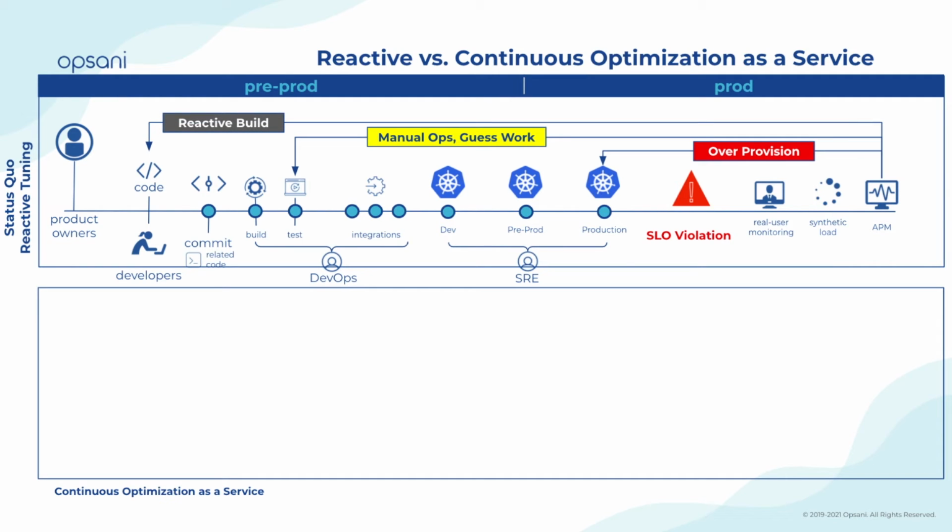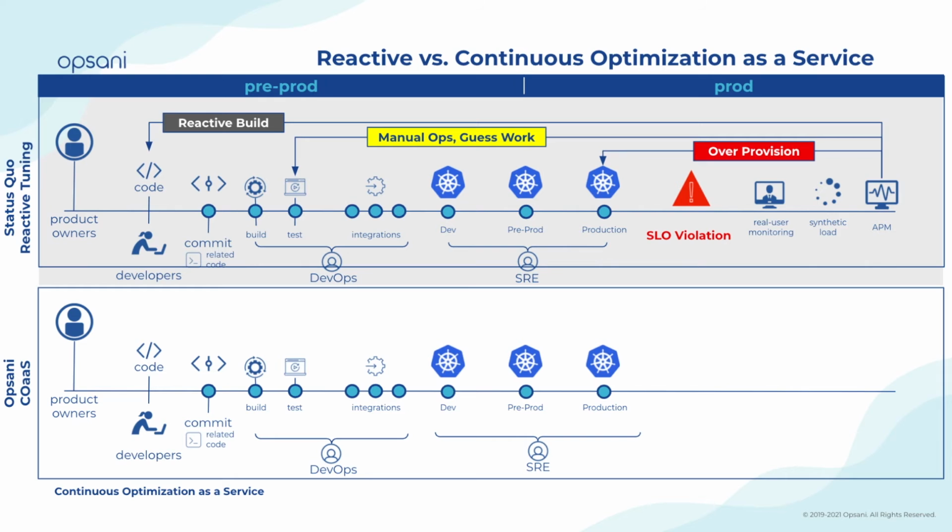And once again, the SREs have to go through that same manual effort to readjust the applications for their target service level objectives, and then resend them through the production pipeline. It's a tremendous waste of effort. Let's have a look at how Opsani can help.